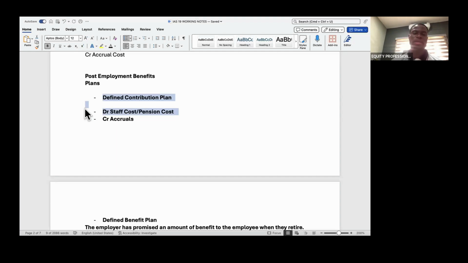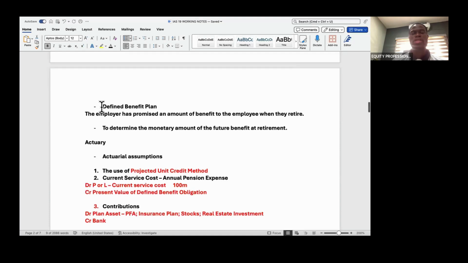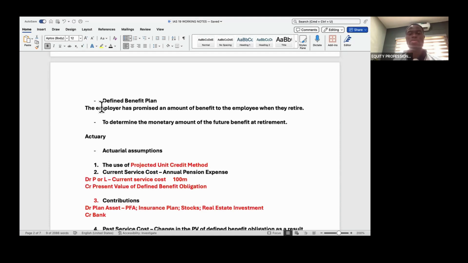Then we went on to defined benefit plans. For this one, I told you that the employer has promised an amount of benefit to the employee when they retire, and that's why it's called defined benefits. The benefit has been defined. In such cases, accounting is much more difficult because the obligation the employer has is towards the benefits that will be paid in the future, unlike a defined contribution plan, where the obligation is just towards the contribution. So it's very straightforward to account for that.